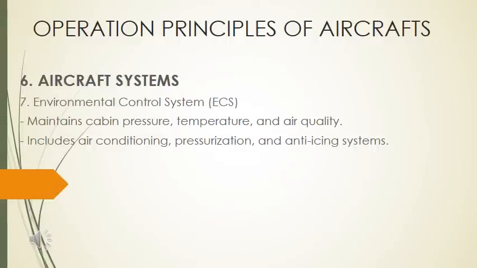Environmental Control System, ECS. What does it do? It maintains cabin pressure, temperature, and air quality. It also includes air conditioning, pressurization, and anti-icing systems. So this environmental control system monitors and maintains the cabin conditions such as pressure, temperature, and air quality. It does this by pressurization, air conditioning, and anti-icing systems. That's what the environmental control system does.